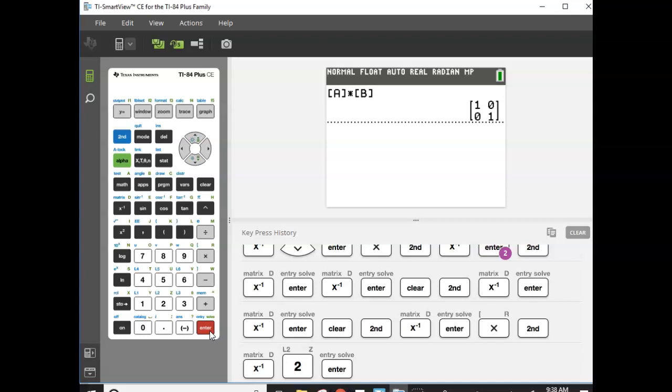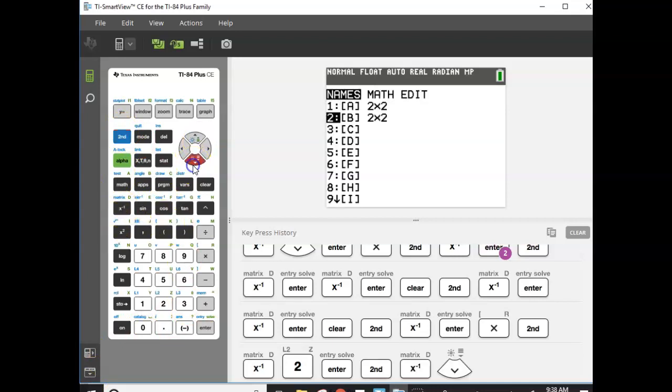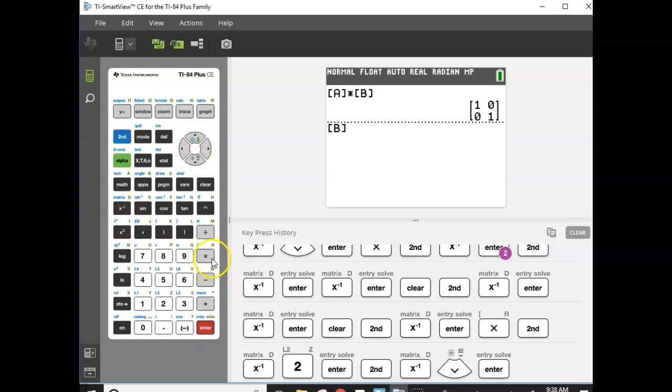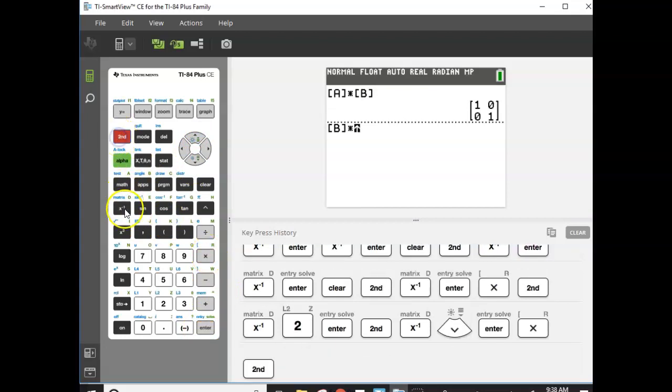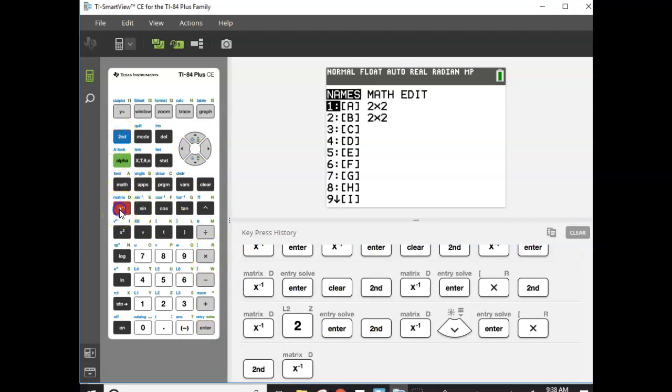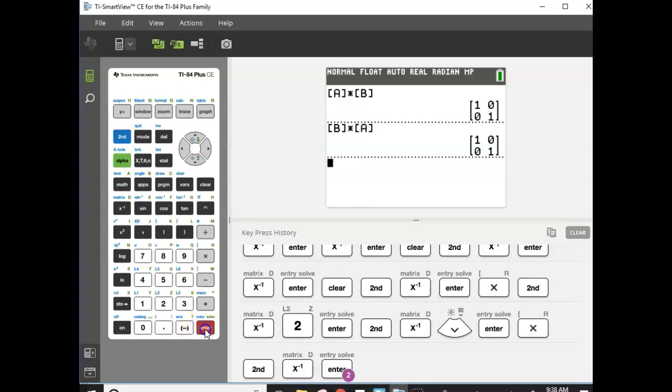So that proves to me that A and B undid each other in that case. However, you do need to flip them around and do the other order of multiplication. It should be the same thing in this case, but you still need to verify it. So B times A, where are we at? Matrix A, which also produces the identity matrix.